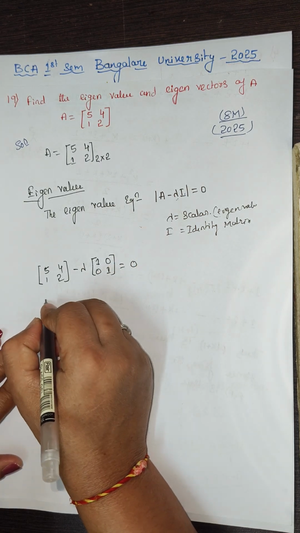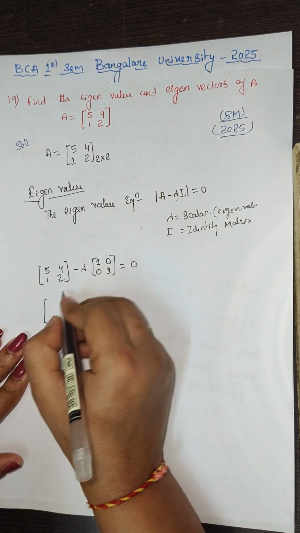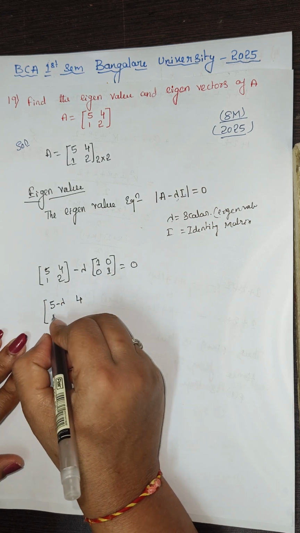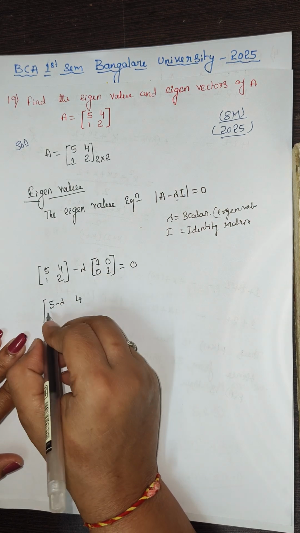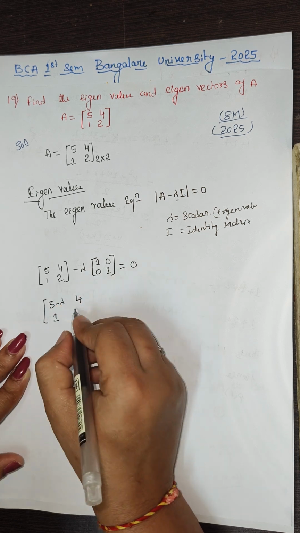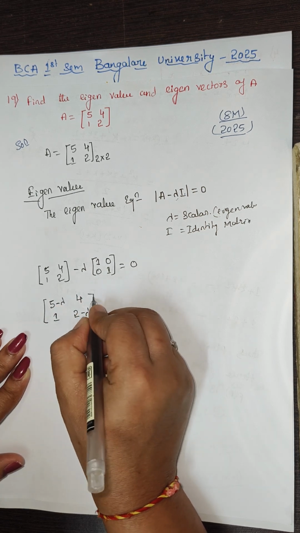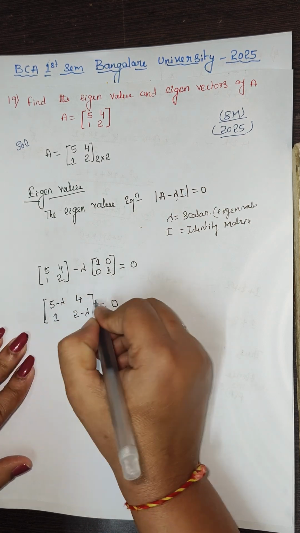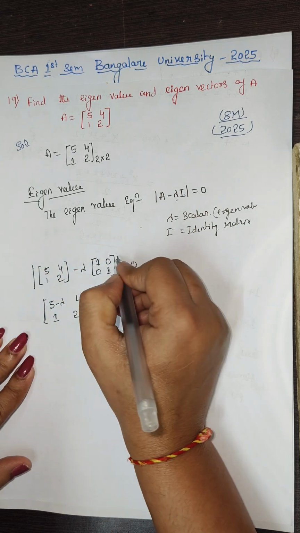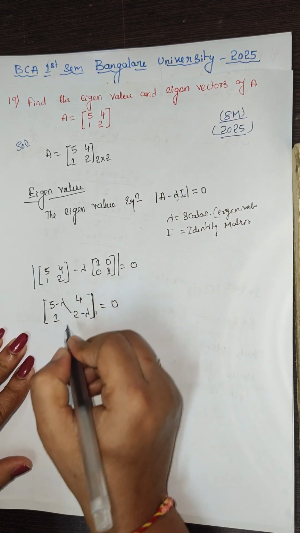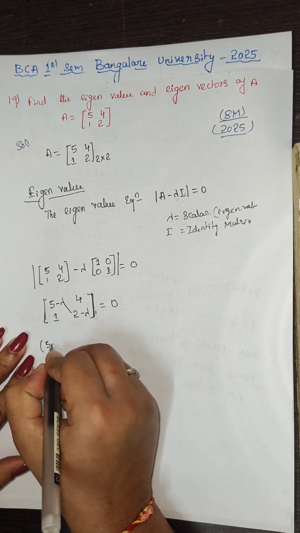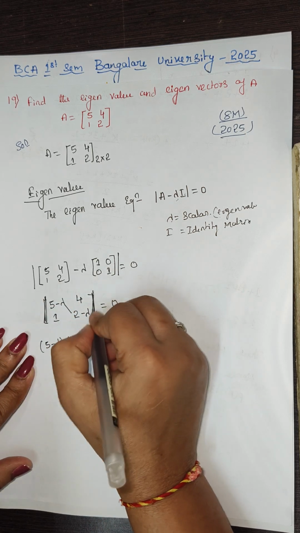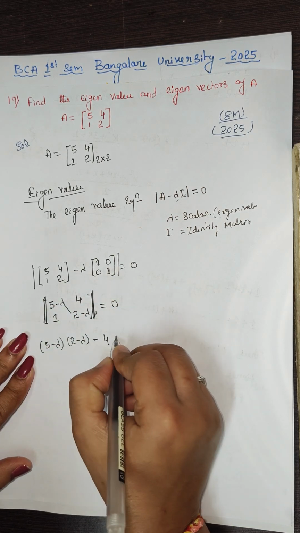Now we will solve this. It will come 5 minus lambda. 4 minus 0 is 4 only. 1 minus lambda times 0 is 0, so it is 1 only. 2 minus lambda, equals 0. Now we need to find the determinant of this. How to find the determinant? You have to multiply the principal diagonal: 5 minus lambda into 2 minus lambda. It's a determinant, not a matrix. Minus 4 equals 0.